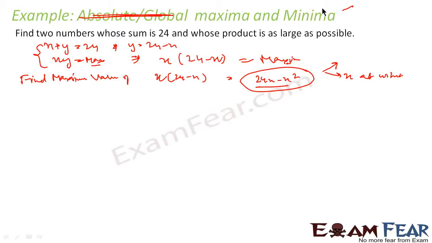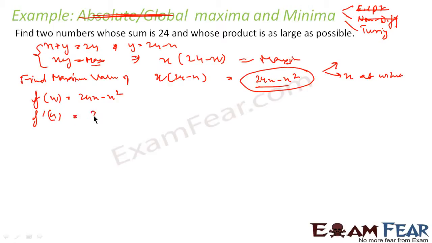Before finding the value of x, I have to find the critical points. Critical points can be endpoints, non-differentiable points, and turning points. Endpoints are not in the picture because it is an open interval. The function is continuous, so non-differentiable points are not in the picture. So the only thing is the turning point. If f(x) is equal to 24x minus x square, I have to find f dash x and make it 0. So f dash x is nothing but 24 minus 2x, and this has to be 0. So x is equal to 12 is my turning point.